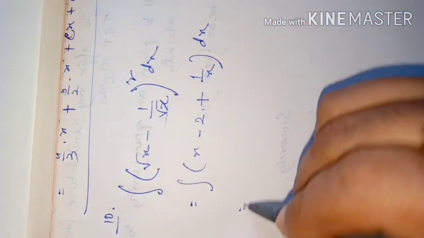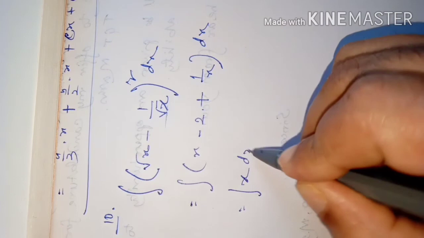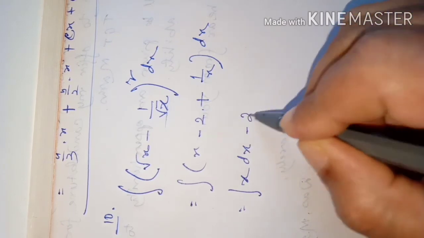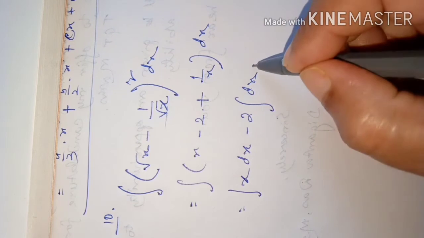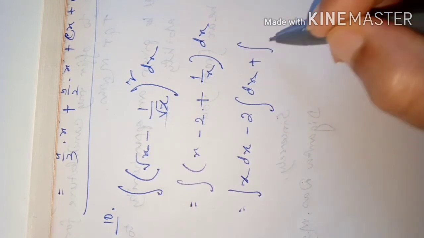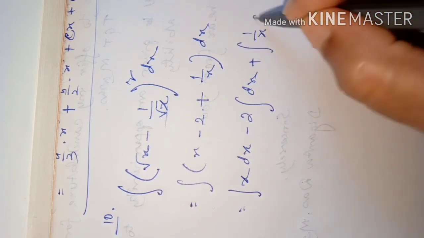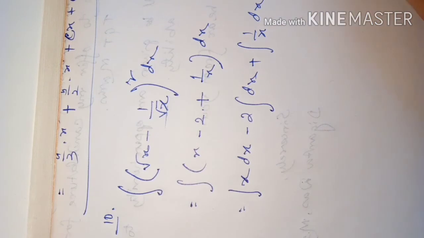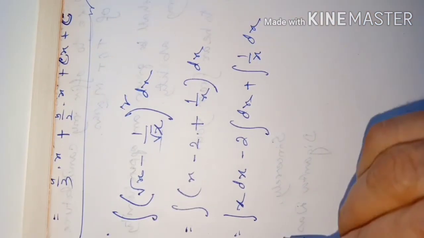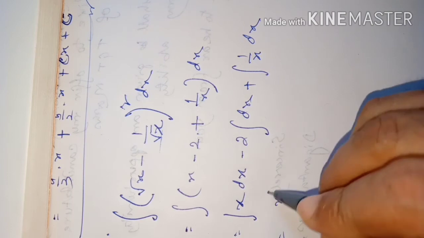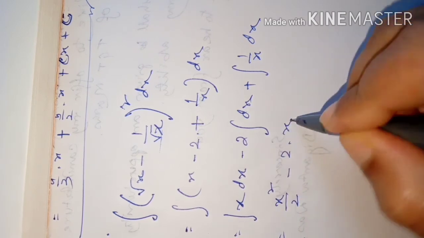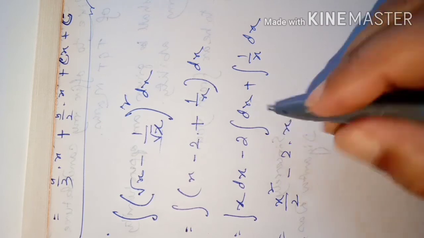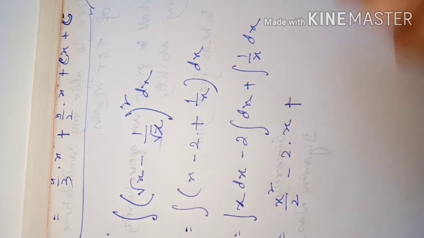So now integration of x with respect to x, minus 2 times integration of dx, means only 1 is there, plus integration of 1 by x dx. Okay, this is our expression. So for this you will get x square by 2 minus 2 into x, integration of 1 is always x, plus integration of 1 by x.